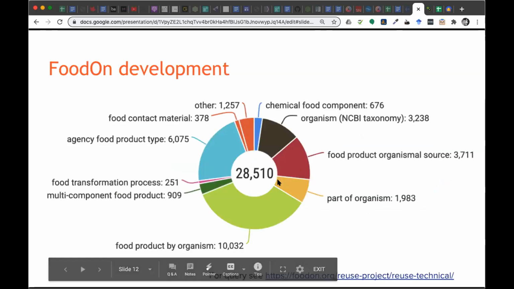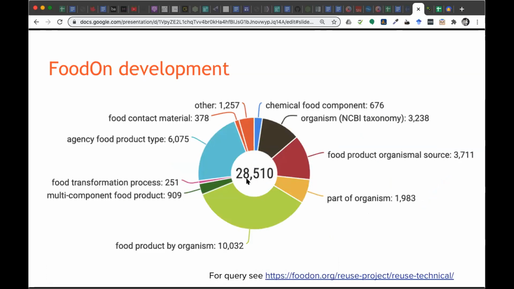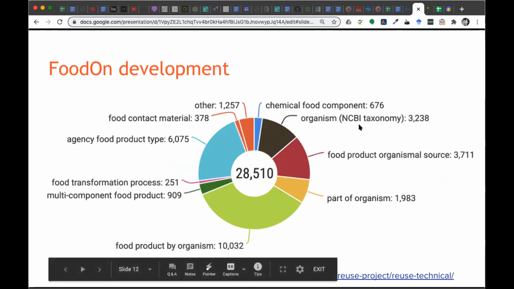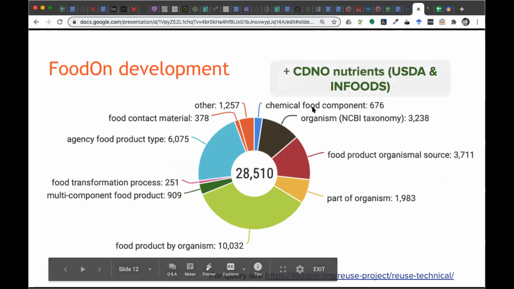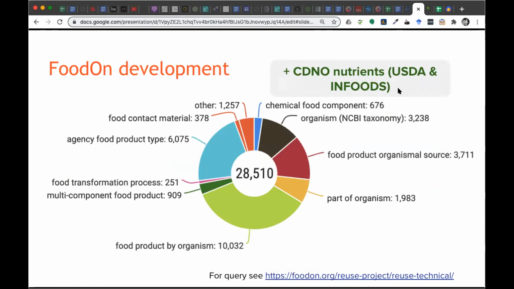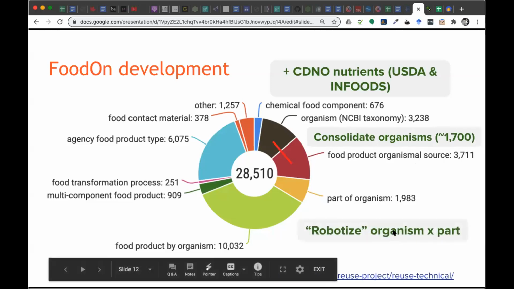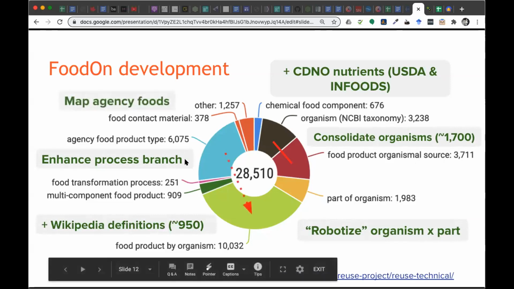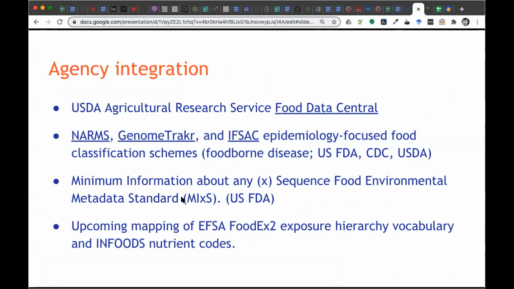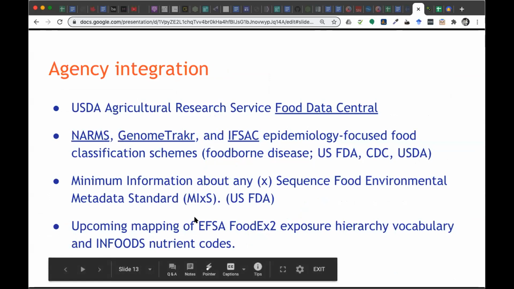So this brings us to FoodOn development. What are we doing? We are at 28,500 terms, and there's a breakdown here of them all. I can say that on the chemical food component, we are bringing in USDA and INFOODS nutrients, complements of all the work that the crop dietary nutrition ontology is doing just now. We're going to consolidate some organisms. There's some repetition there between the NCBI taxonomy organisms and the ones that FoodOn mentions. We are creating that pattern we just saw on the last slide for organism times part to create entities for that. And bringing Wikipedia definitions and enhanced the process branch, mapping agency foods. And that is a list of agency projects that we're involved in now.